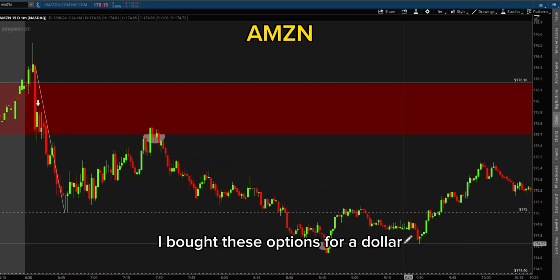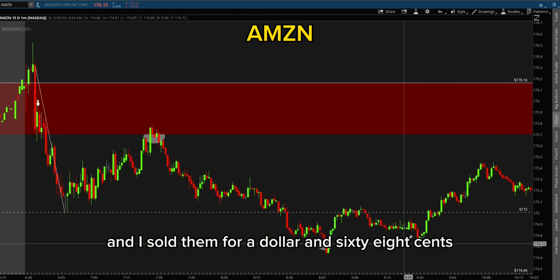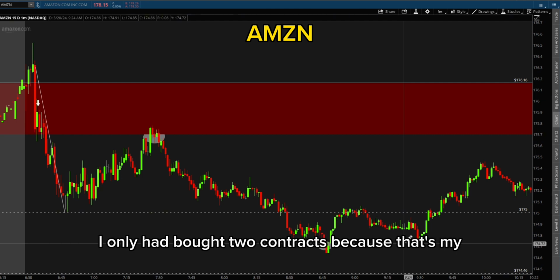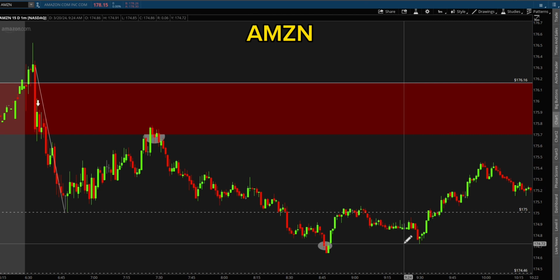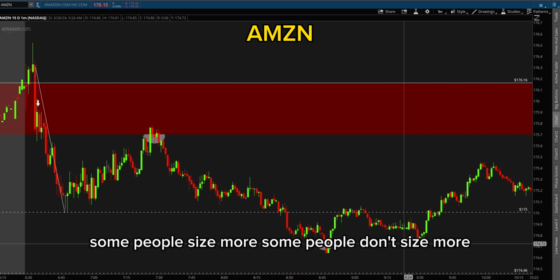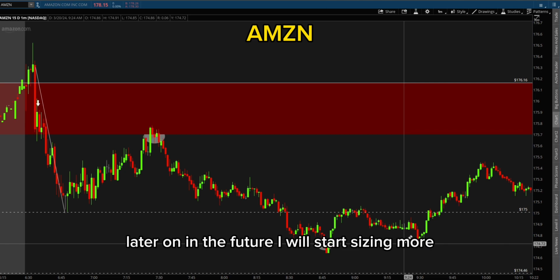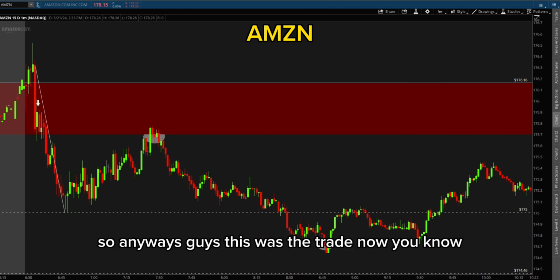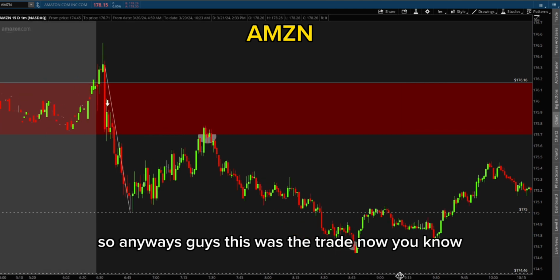Now, guys, I bought these options for $1.27, as you can see, and I sold them for $1.68, which you can see on the screen. I only had bought 2 contracts because that's my regular sizing. Some people size more, some people don't size more. Later on in the future, I will start sizing more. So, anyways, guys, this was the trade.